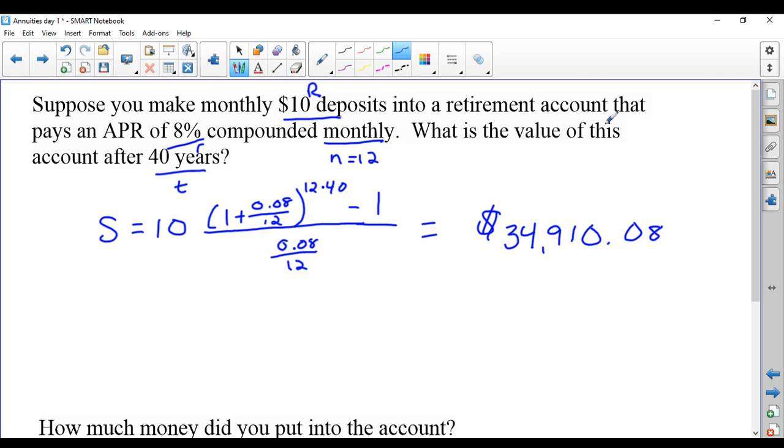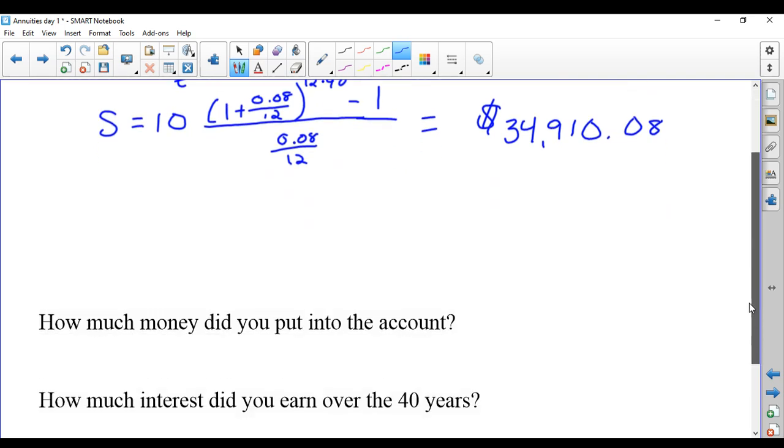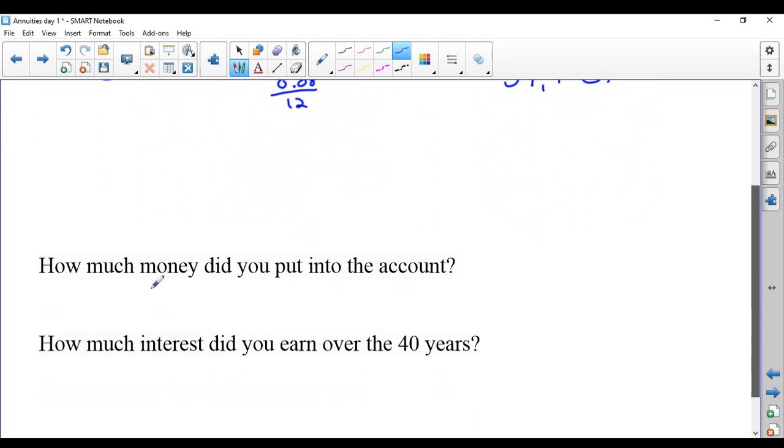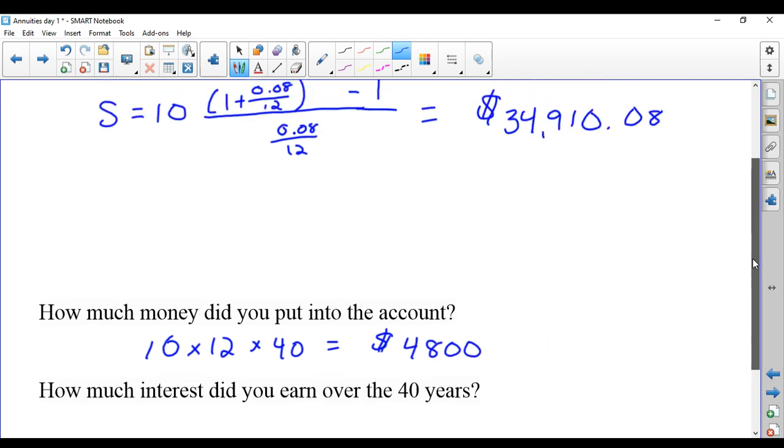With these accounts, the reason you would do this is that $10 a month is not something that you would miss as you save for your retirement. Now, this final value of $34,910 is probably not enough to retire off of, but what we also need to look at here is how much money did we actually put into the account? We put in $10 a month for 12 months a year for 40 years. So the only money that you took out of your earnings and put in the account is $4,800. We ended up with $34,910.08.